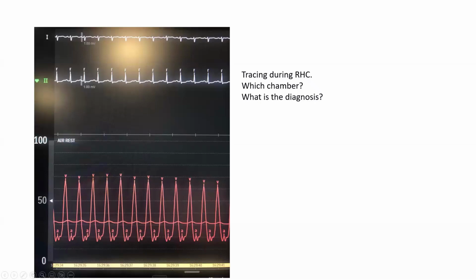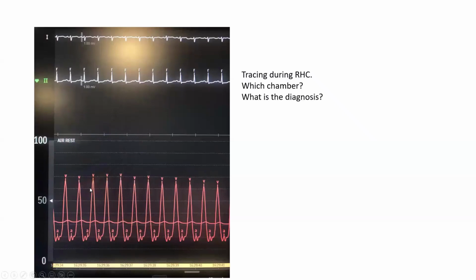Could it be RA? It's very hard for the RA to have such a high V wave. And when you have a big V wave with an RA pressure that is secondary to TR, you will typically have what we call a ventricularized RA morphology. The V wave will not only be big, it will also be wide. So this cannot be an RA. This is a wedge pressure with a huge V wave.